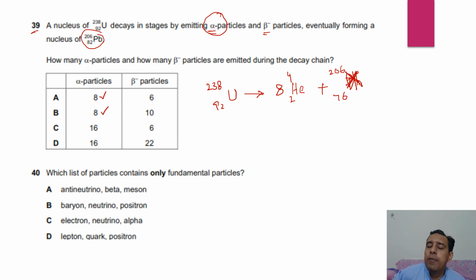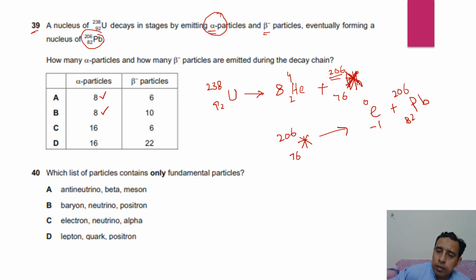To get the beta decays, there is no variation in the mass number. So for this 206 and 76, to get lead 206 and 82, this is beta decay. The 206 remains the same, so we have to get 82 from 76. How many betas will come out? It's 6, yes, it's 6. By having 6 betas, 76 gives you 82. So option A is the correct one.